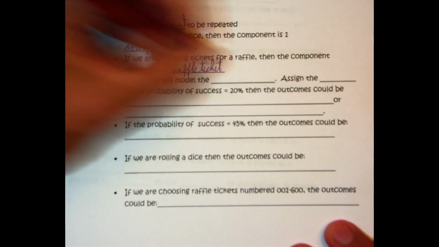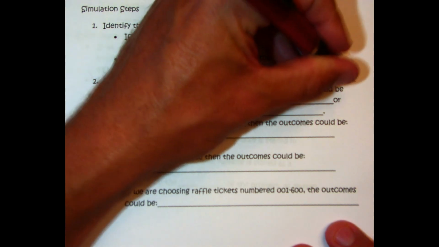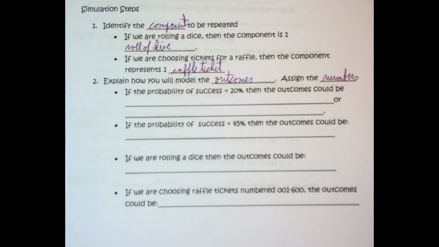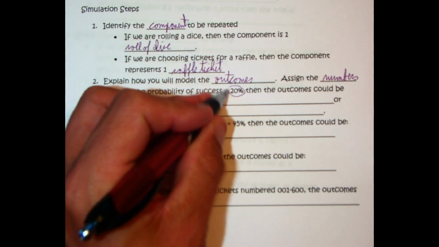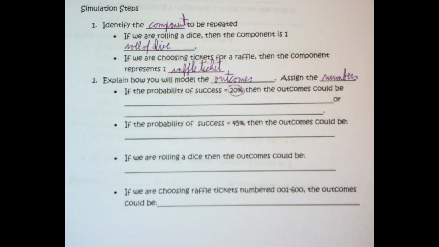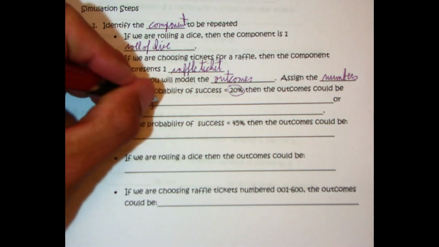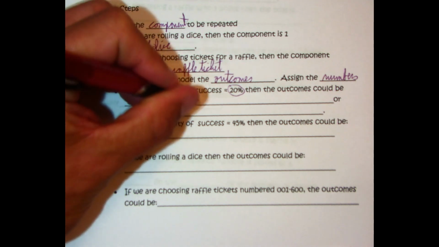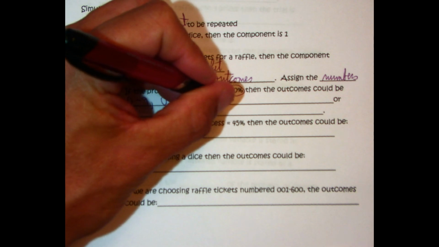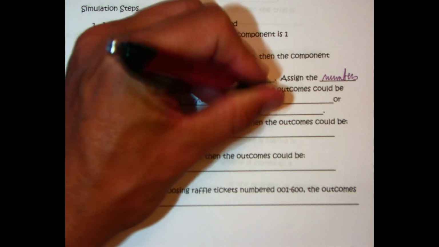Next thing, it will be how we're going to model the outcomes. In other words, when we do these, we have to assign the numbers. So in this case, we have something with a 20% success rate. Now, whenever we have an outcome that has some percentage of success that's divisible by 10, we could use single-digit numbers. If it's not divisible by 10, then we have to use double-digit numbers. So in this case, 20%, that's divisible by 10, so I could use the numbers 0 through 9, where 0 and 1 equals success, and 2 through 9 equal failure.